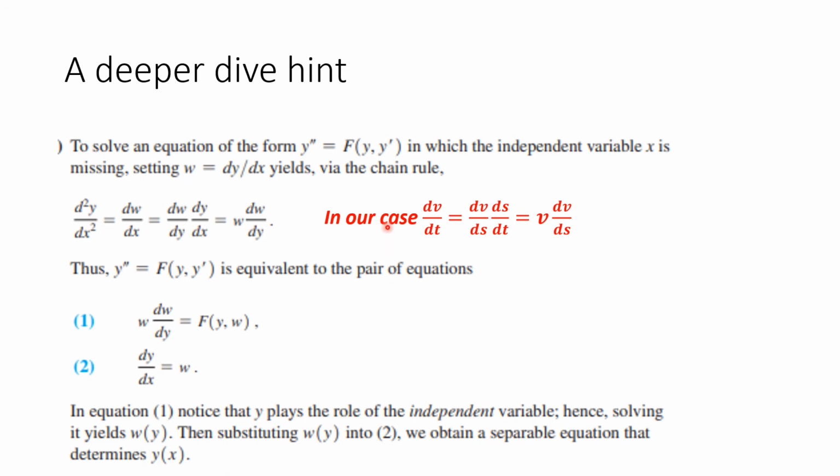Now, in our case, the hint was dv dt, which is the acceleration, is dv ds times ds dt, and ds dt is v. And so this dv dt becomes v dv ds. So you see we've introduced ds into the equation by this substitution, and this can be a deeper hint and can help you.